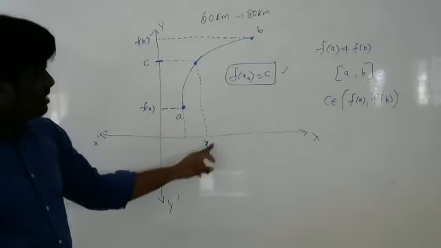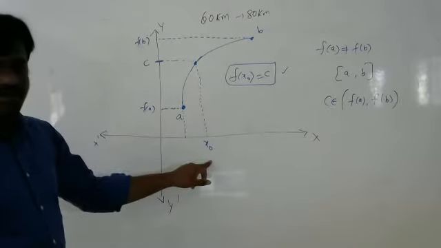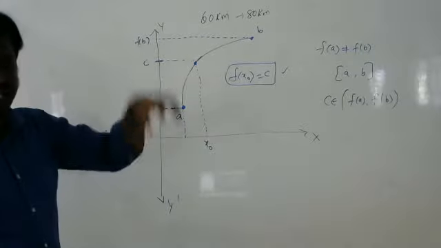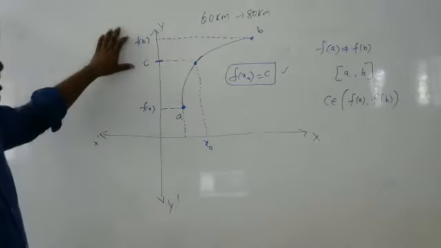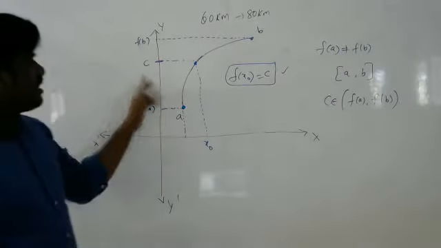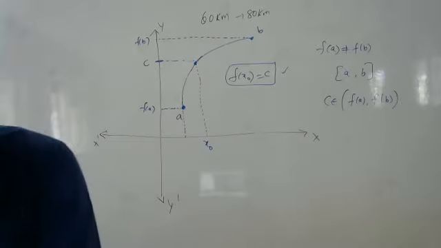So at x naught the bike is stopped. When it is stopped, the speed at least once decreases. So the formula is: if C belongs to f of A comma f of B, then there is an x naught with f of x naught equal to C. That is what the intermediate value theorem says.